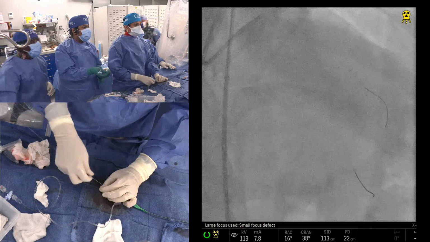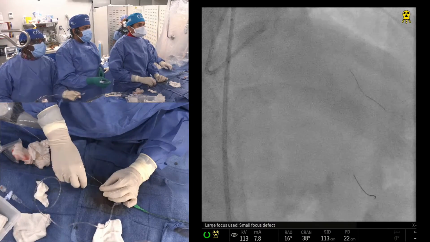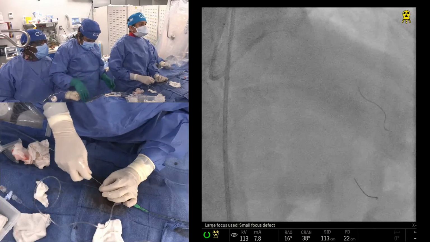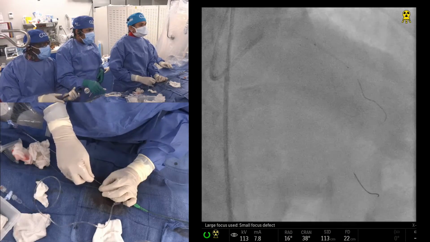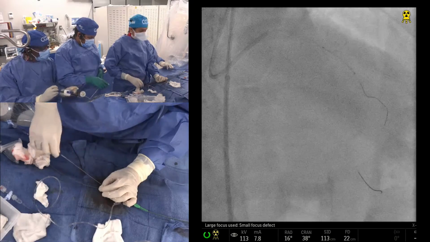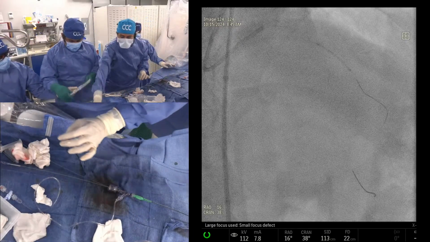Let's see. This will be the example today. Although the Xience has a slightly higher profile than the Synergy, the struts are a little thicker, 82 versus 60. It's not the stent, it is the balloon, the delivery system. Good. Let's go to the other one now. If not, then we will do step crush.